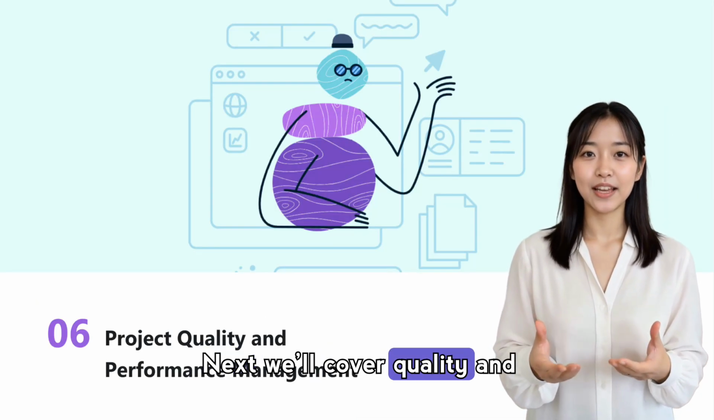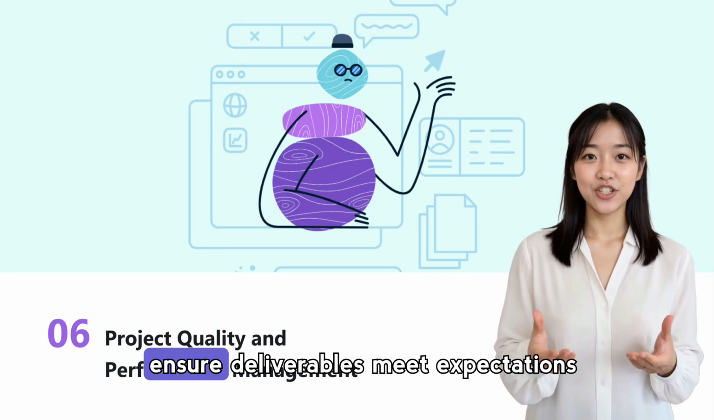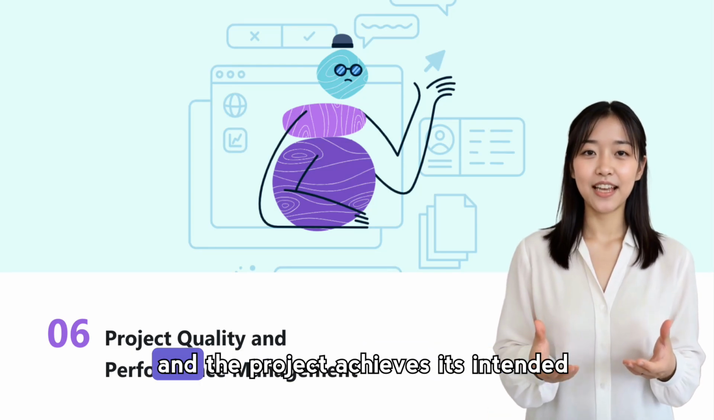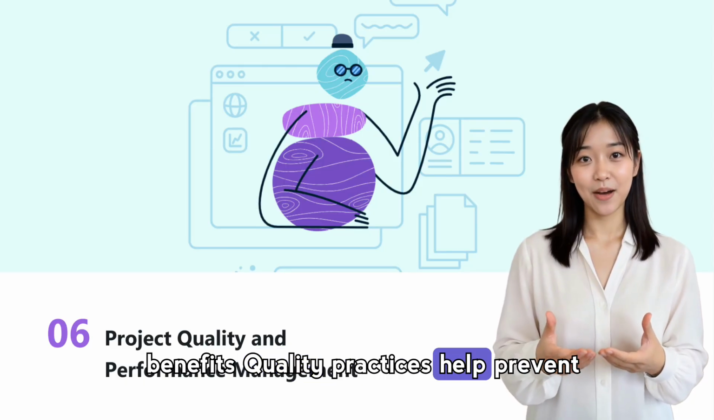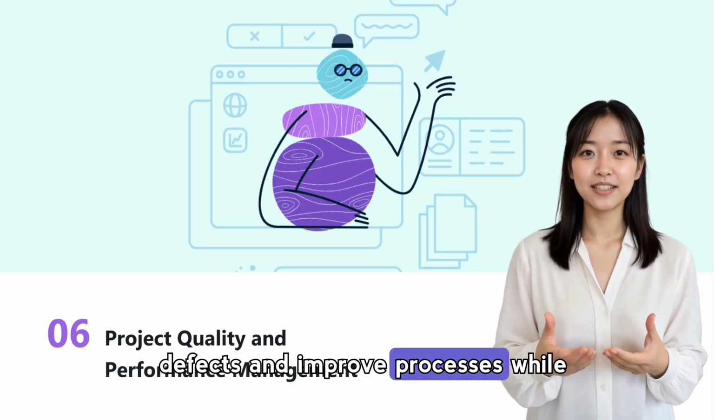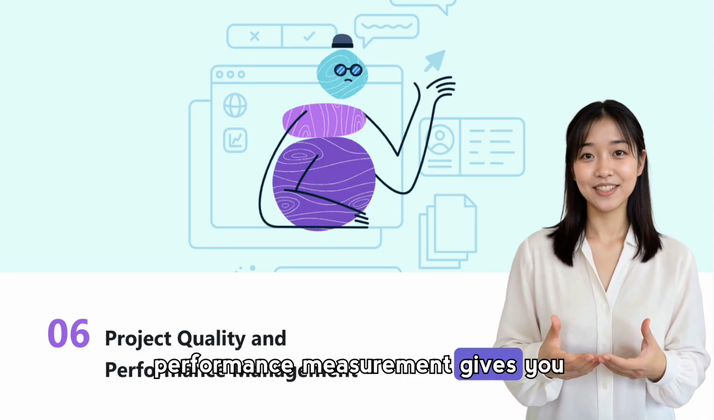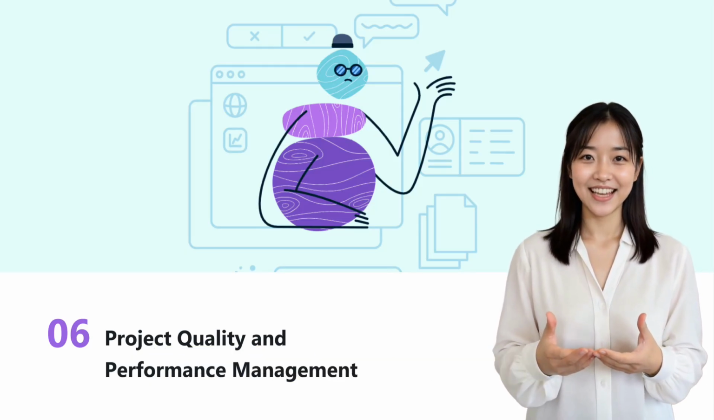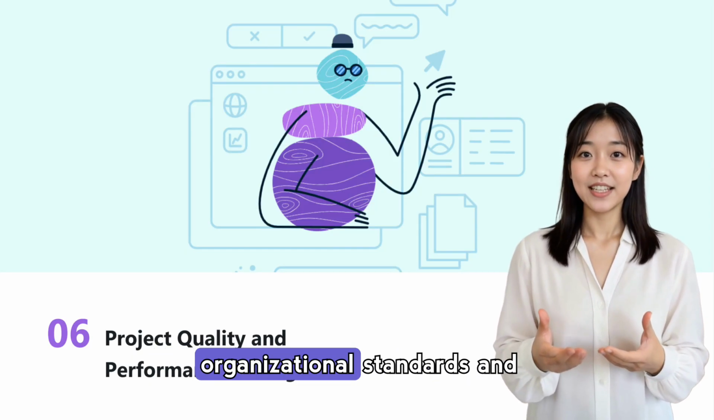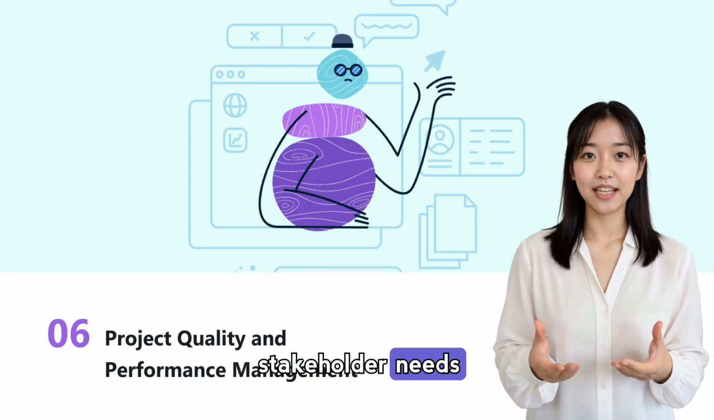Next, we'll cover quality and performance management, which ensure deliverables meet expectations and the project achieves its intended benefits. Quality practices help prevent defects and improve processes, while performance measurement gives you objective data to track progress and make timely corrective decisions, keeping the project aligned with organizational standards and stakeholder needs.